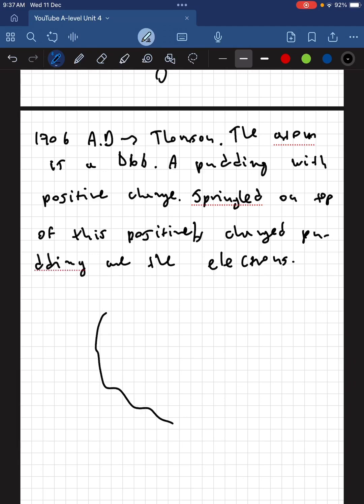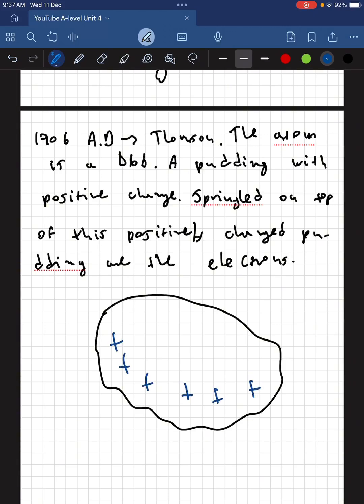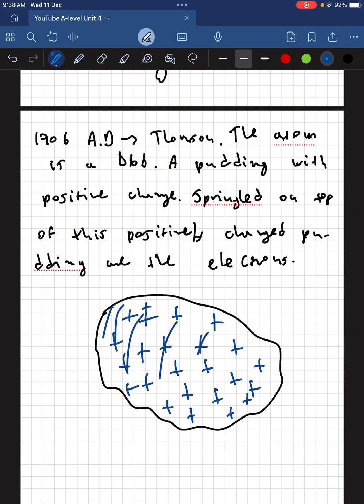So he pretty much figured that the atom should look something like this. You have your positively charged pudding. It has no specific shape. It's kind of like a blob, not spherical. So this whole thing is positively charged, and sprinkled on top of it are electrons.